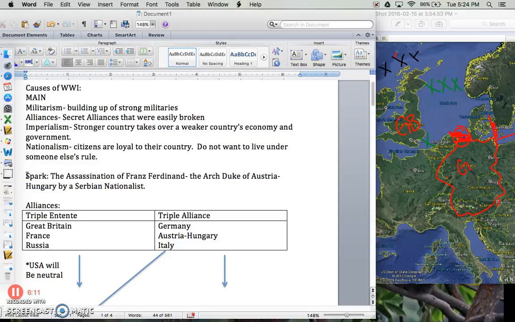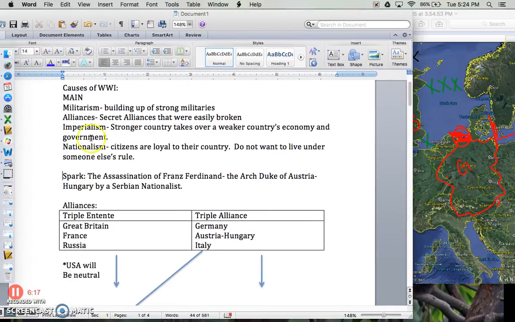But before the assassination attempt, there's some alliances. The first two alliances created are the Triple Entente and the Triple Alliance. Triple Entente is going to be Great Britain, France, and Russia. Triple Alliance is going to be Germany, Austria-Hungary, and Italy. The United States is declaring very loudly that they are neutral. They don't want to be part of this. They're an ocean away. They don't want to be part of this whatsoever.